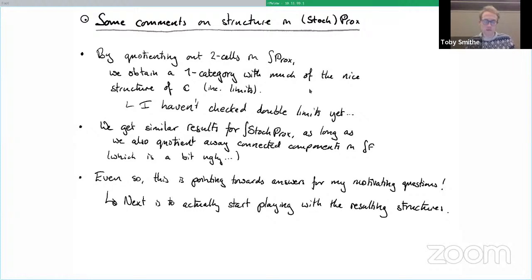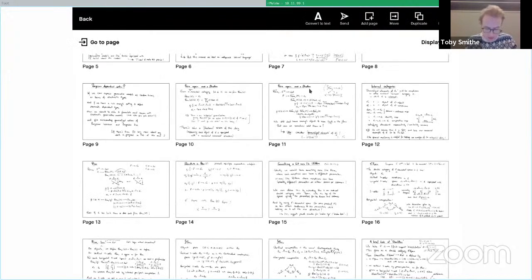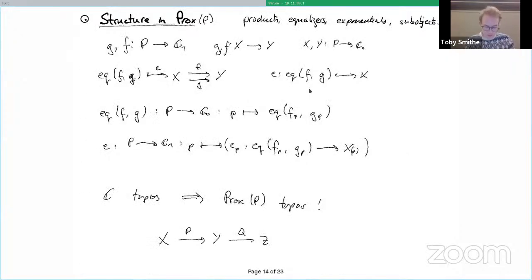I do have one question, if it's possible. Yeah, please. So Toby, there was a slide in your talk, I think quite at the beginning. It's called structuring proxy, where you actually compute the equalizer. I don't really understand where the equalizer gets computed. Could you go over that again?